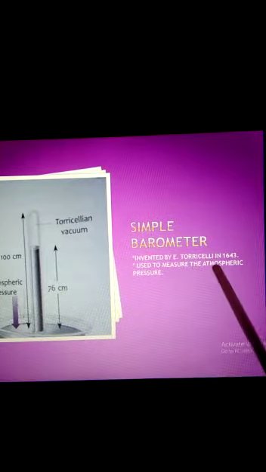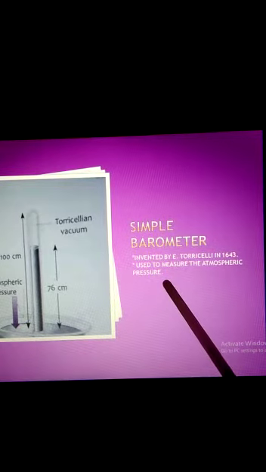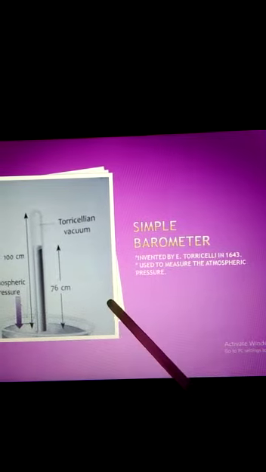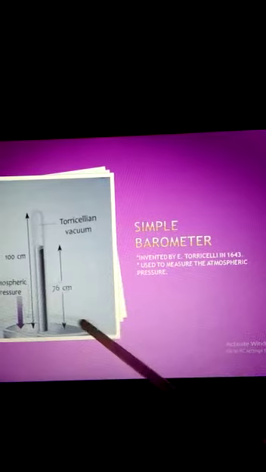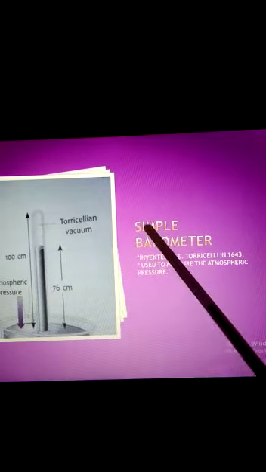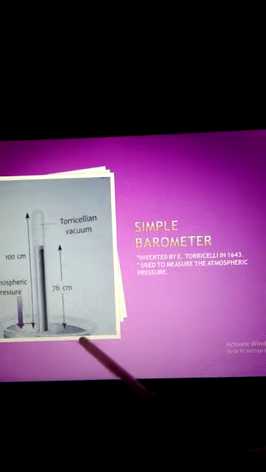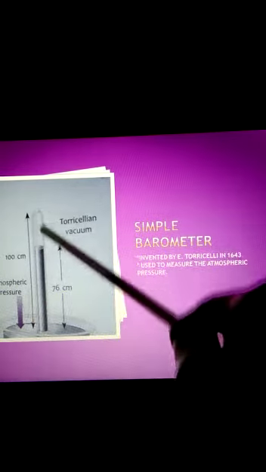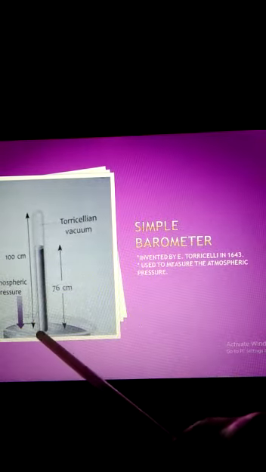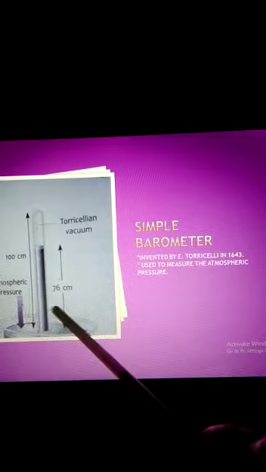It is used to measure the atmospheric pressure. Here we have the diagram of that. Here we have a simple, as by its name, simple barometer. A simple trough is there and a long tube is there. Both are filled with mercury.